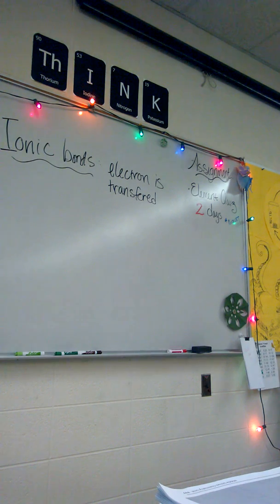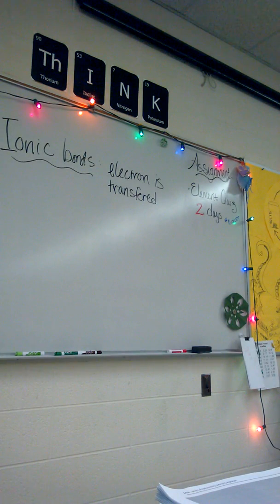Ionic bonds do not occur between just two nonmetals, like covalent bonds. Covalent bonds only happen between nonmetals. Ionic bonds happen between two different types of atom. And we can probably figure this out by looking at this. Sodium. Find it on the periodic table, number 11.